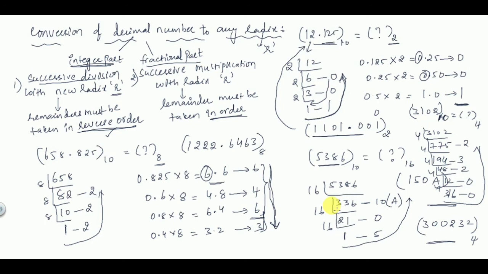Okay, so likewise you can convert any decimal number into any corresponding radix. A decimal number has to be converted into any radix by following these procedures: for the integer part, the successive division method, and for the fractional part, the successive multiplication method.